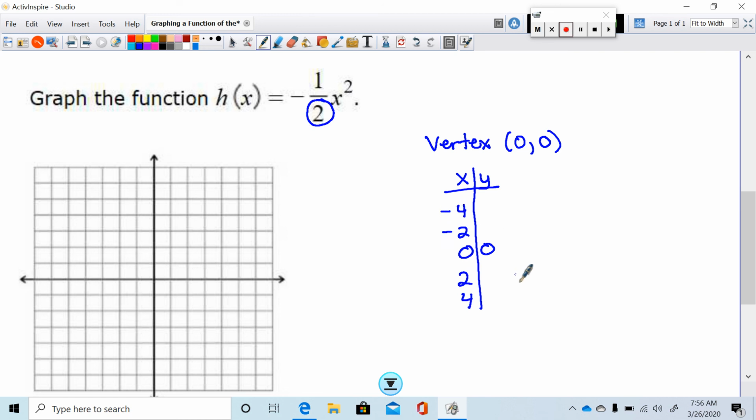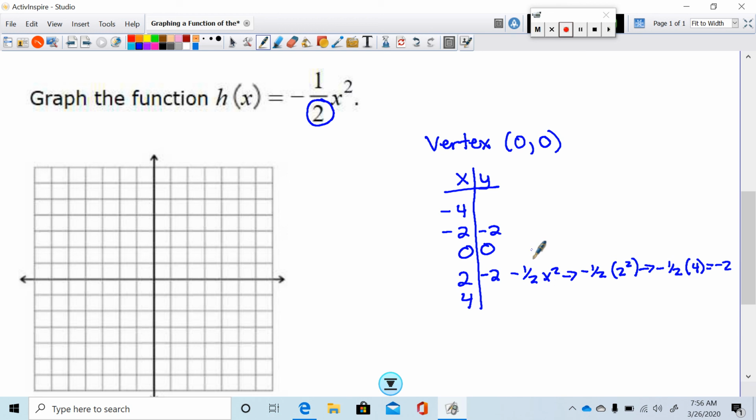So I'm going to plug that into the formula. The function, -1/2 x squared, becomes -1/2 times 2 squared. And 2 squared, 2 times 2 is 4, so -1/2 times 4. Well, half of 4 is 2, and we've got the negative sign there, so that's a -2. So if this is -2, using symmetry, the one above 0 is also -2.